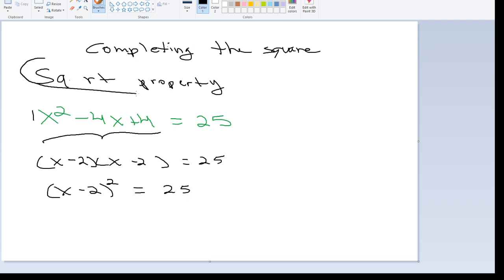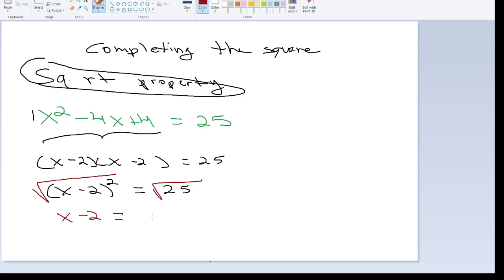The square root property here states that to undo an exponent of 2, I simply square root both sides. And so that will take care of the exponent, so I end up with x minus 2 equals plus or minus the square root of 25, which is 5. To get this x by itself, I simply add 2 on both sides, and I get x equals plus or minus 5 plus 2. So we have two answers. We have 7 and we have -3. So we solved this quadratic function using the square root property.